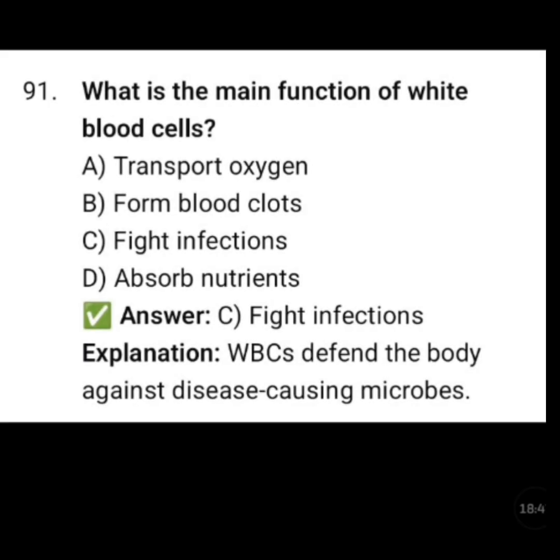What is the main function of white blood cells? Transport oxygen, form blood clot, fight infection, absorb nutrients. The correct answer is option C, fight infection.